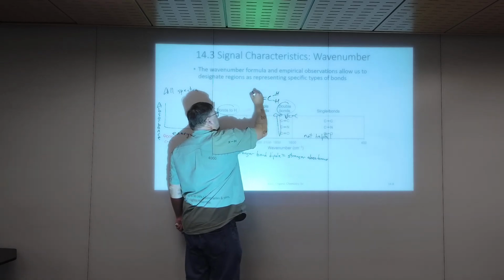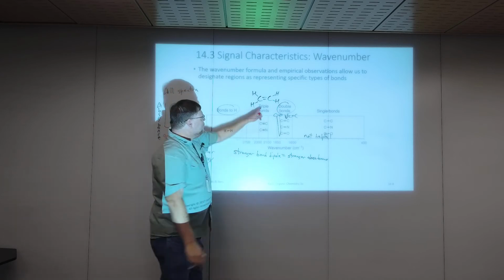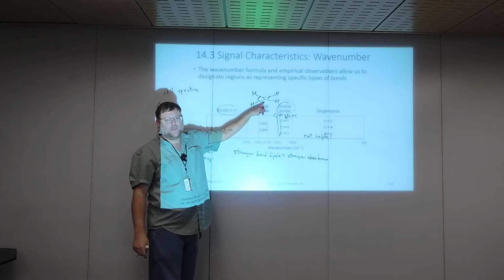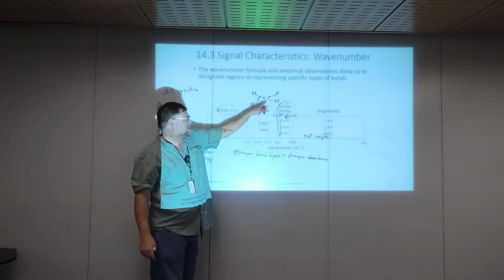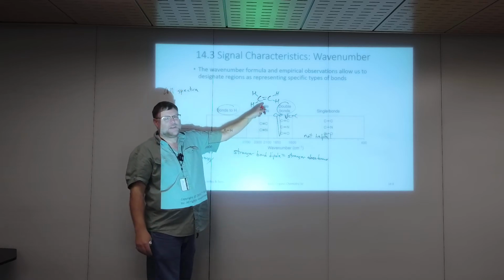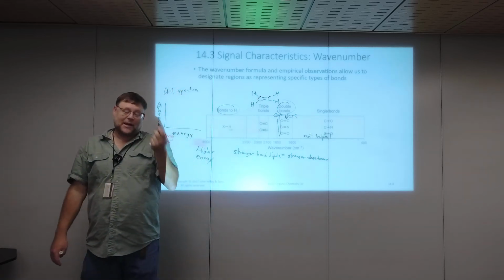ethylene, there is zero dipole in this carbon-carbon double bond, right? CH2, CH2, no dipole. This does not absorb IR light, which is, I think, really cool.